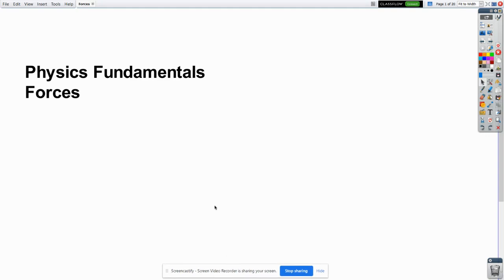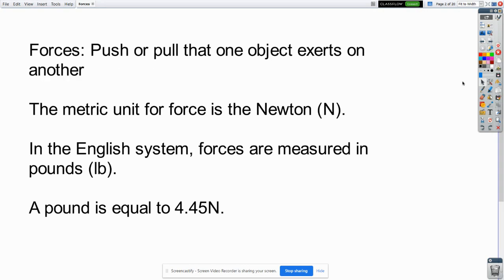All right, in this video, we're going to learn a little bit about forces, what they are, how to calculate a net force, and how to draw a free body diagram. So forces are pushes or pulls that one object exerts on another. The metric unit for force is the newton, named after Isaac Newton.